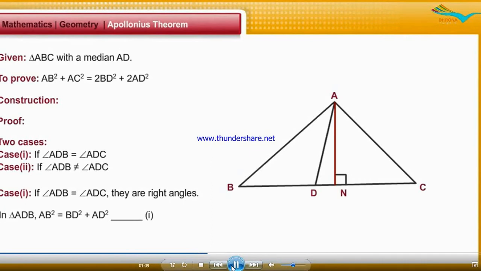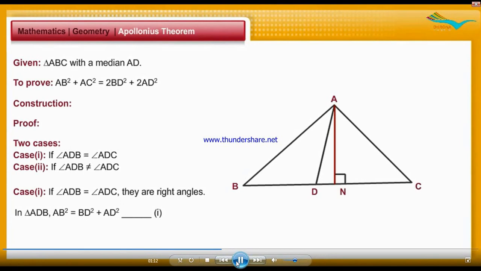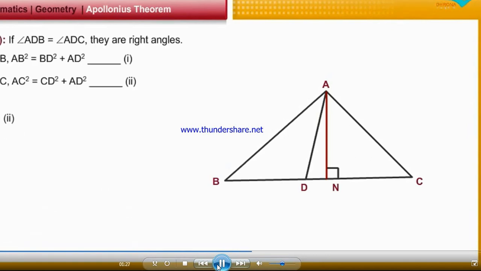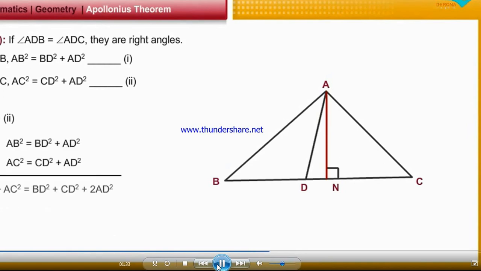By applying Pythagoras theorem in triangle ADB, we have AB square is equal to BD square plus AD square. Consider it as first equation. Similarly, for the triangle ADC, we have AC square is equal to CD square plus AD square. Consider it as second equation. Now let's add first and second equations. By adding the two equations, we get AB square plus AC square is equal to BD square plus CD square plus 2AD square. That is 2BD square plus 2AD square, since BD and CD are equal in the given triangle.